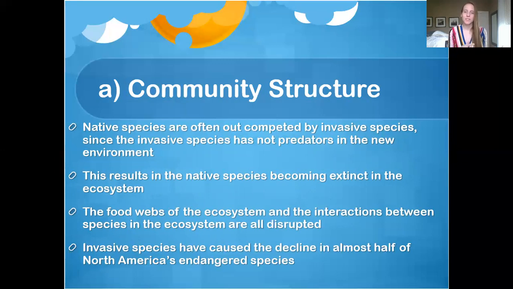So like I said, native species are often outcompeted by the invasive species because that invasive species doesn't have any predators or anything. And so a lot of the time, the native species will become extinct in that ecosystem, which of course is going to disrupt all of the different interactions and food webs between different species within that ecosystem, not just the one that was outcompeted. About half of North America's endangered species have seen a decline in their population as a direct result of invasive species. So they have a huge impact on community structure.